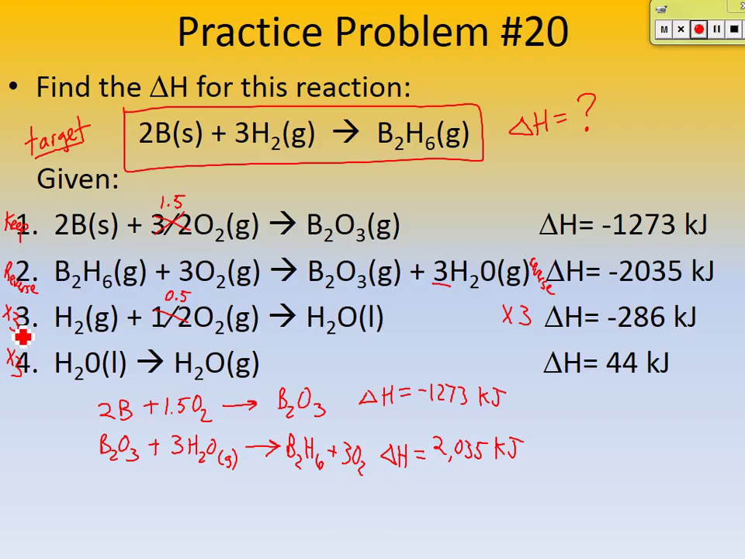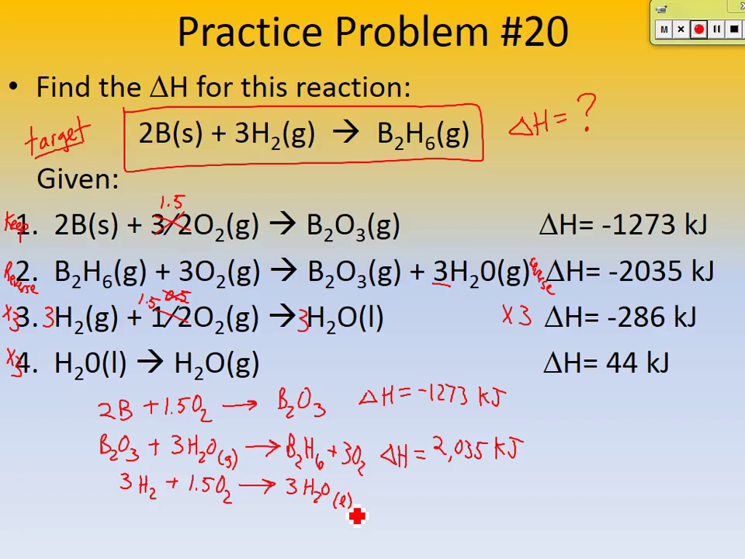What did we say we were going to do to equation number 3? Times it by 3. So I'm going to go ahead and multiply it by 3. What's 0.5 times 3? 1.5. And then how many moles of water will we have here? 3. Okay, so let's rewrite that down here. So 3H2 plus 1.5 O2 goes to 3H2O. I'm going to put the liquid phase here.